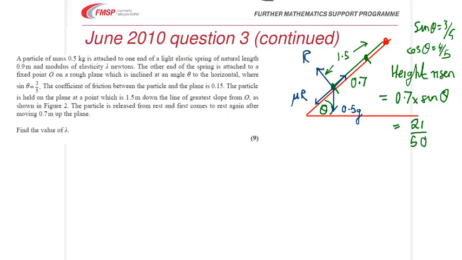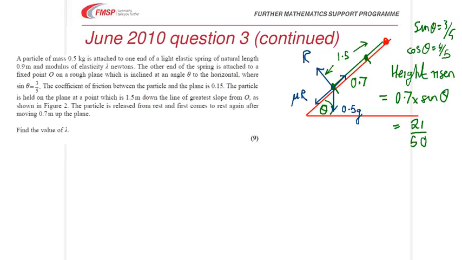We have to find the value of lambda, the modulus of elasticity, and we're told various information: the coefficient of friction, and sine theta, so we also know cos theta. I've worked those out already here. It goes 0.7 meters up the plane before coming to rest again. So I've worked out the height risen because I'm going to need that for gravitational potential energy.